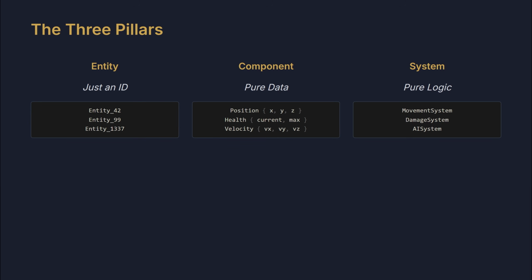So we have 3 pillars. We have an entity, which is just an ID, entity 4299, entity 1337. We have components, and components are just pure data. We have position with XYZ coordinates. We have health, the current health and the max health, and we could have velocity. And then we have systems. Those are pure logic: the movement system, the damage system, an AI system. A metaphor: an empty folder, files in the folder, and programs that process files.